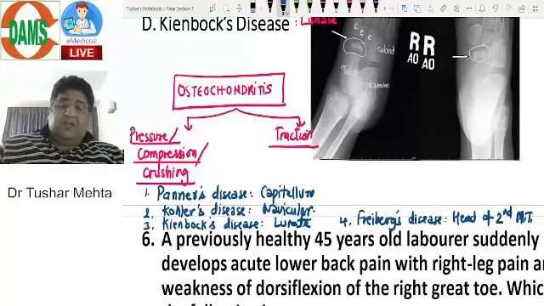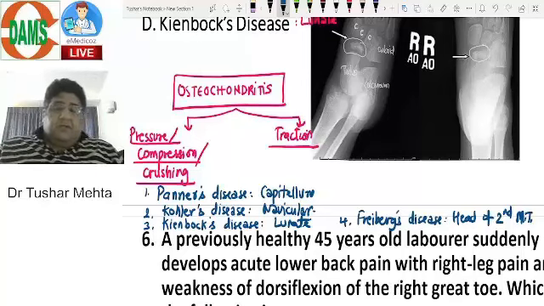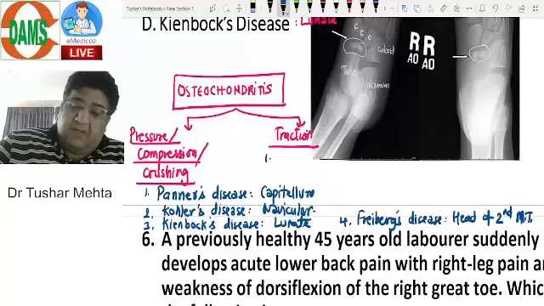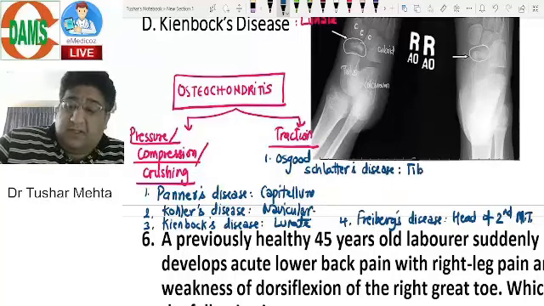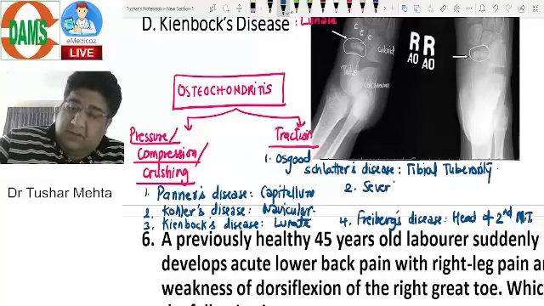As far as traction osteochondritis is concerned, the first name is Osgood-Schlatter's disease. This Osgood-Schlatter's disease involves the tibial tuberosity. The second one is Sever's disease. Now, this Sever's disease involves the calcaneal tuberosity.